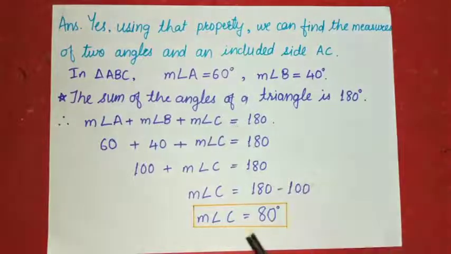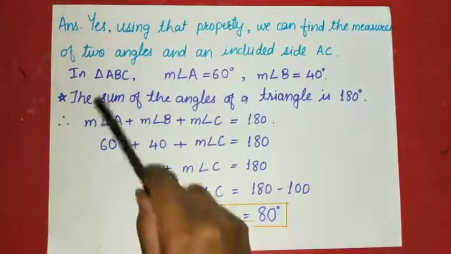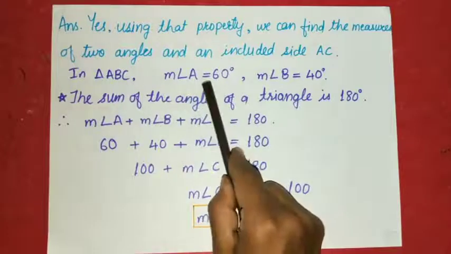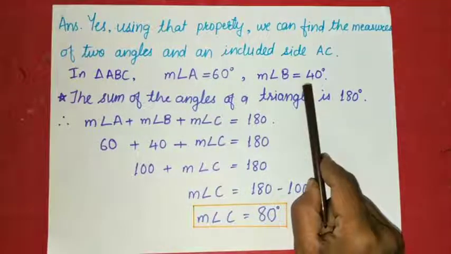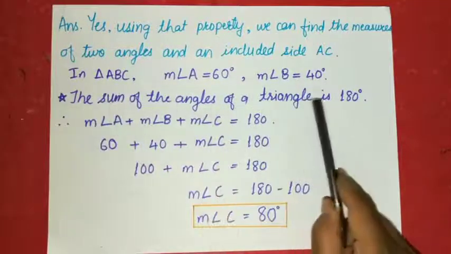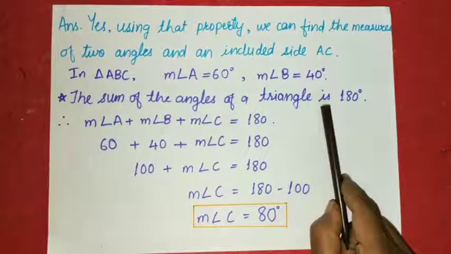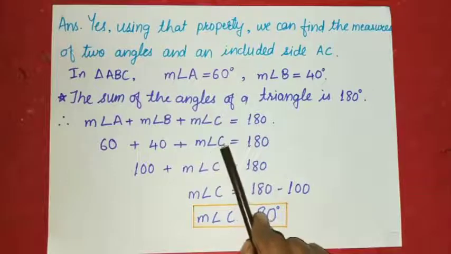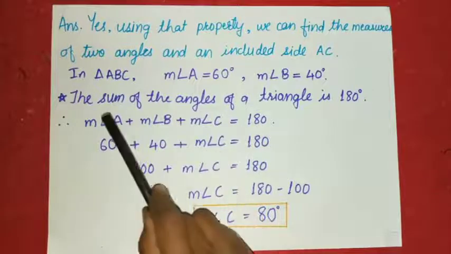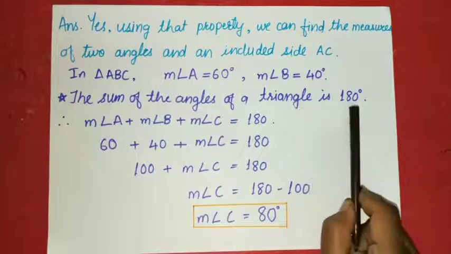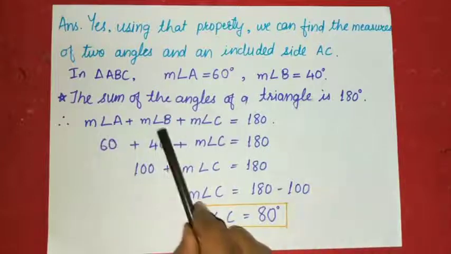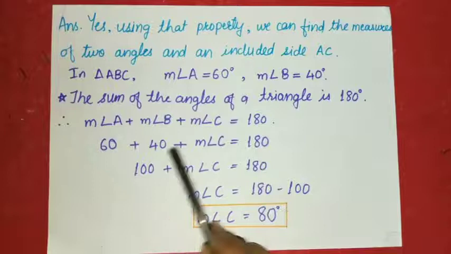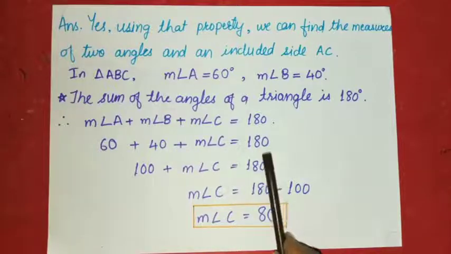Now let us see how we are going to find the measure of angle C. First we will list the given information. In triangle ABC, measure of angle A is 60 degrees, measure of angle B is 40 degrees. Now before solving, we will write the property which we are using to find the measure of angle C. Sum of the angles of a triangle is 180 degrees. Here measure of angle A plus measure of angle B plus measure of angle C is 180. So 60 plus 40 plus measure of angle C is 180 degrees.